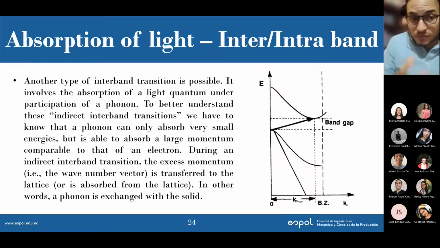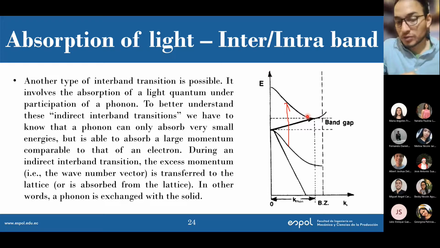For that, the wave vector is not constant. When that is happening, the wave vector is not constant. And therefore, instead of having a vertical transition, as you had before, you will have something like this, a transition like that. Now you don't have that. You have an indirect transition, the one here, where your wave vector is not constant. But you're still exciting an electron from the valence band to the conduction band. It's just that it's not at a constant wave vector. And that is why we call this an indirect interband transition.